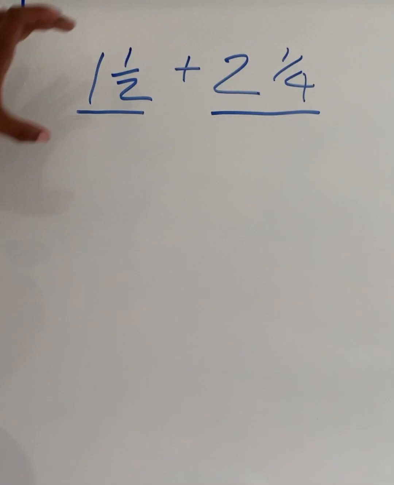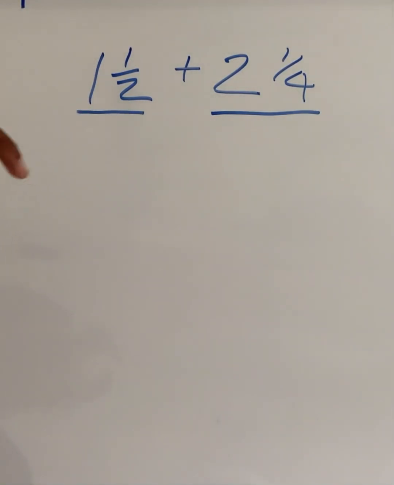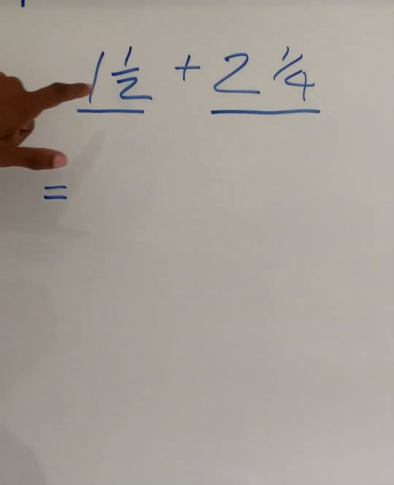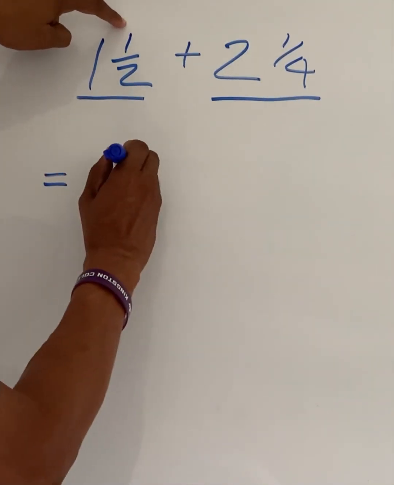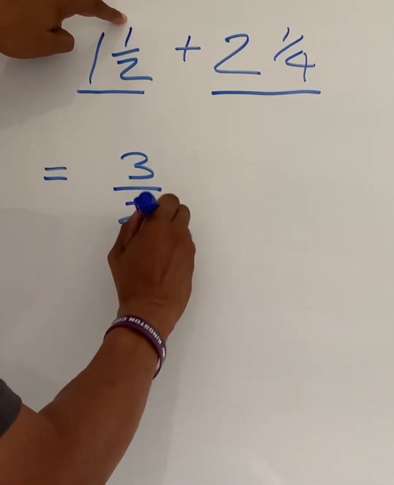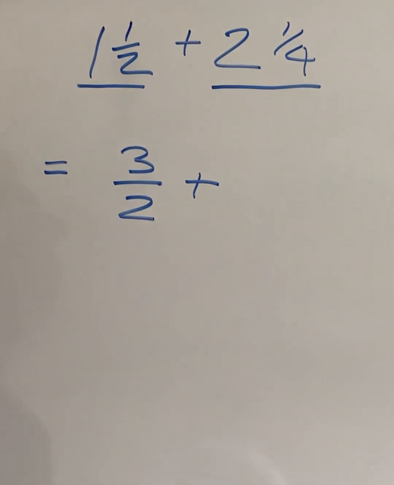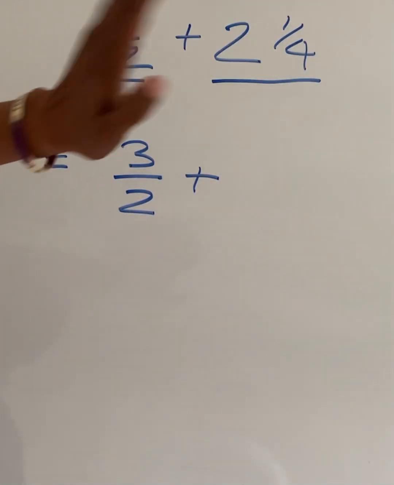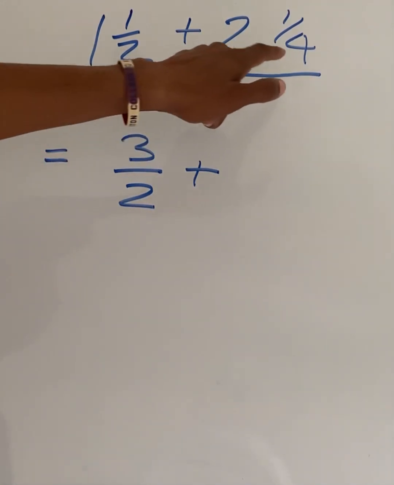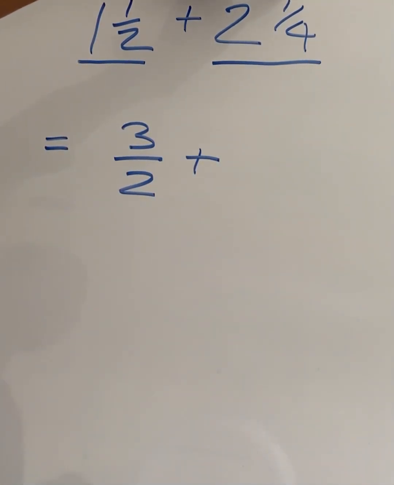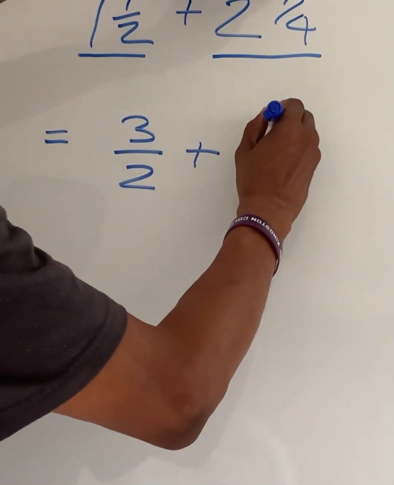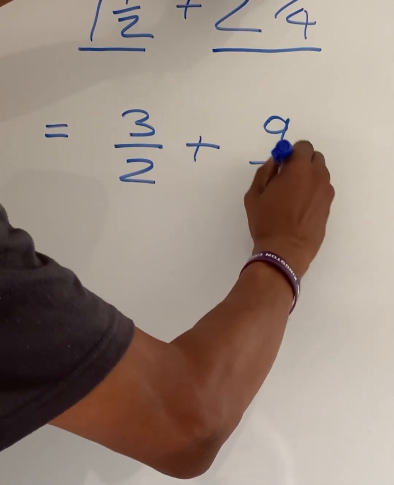So let's convert 1 1/2 to an improper fraction. So we said 2 times 1 is 2, plus 1, 3. 3 over our denominator. Good. Let's convert 2 1/4 to an improper fraction. 4 times 2 is 8. 8 plus 1 equals 9. So we have 9 over 4.